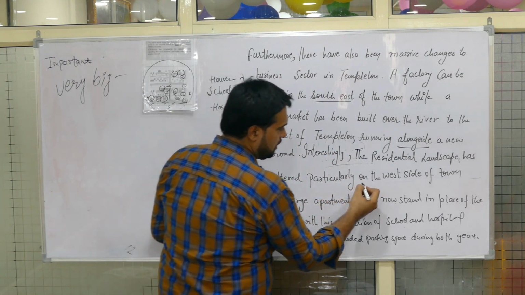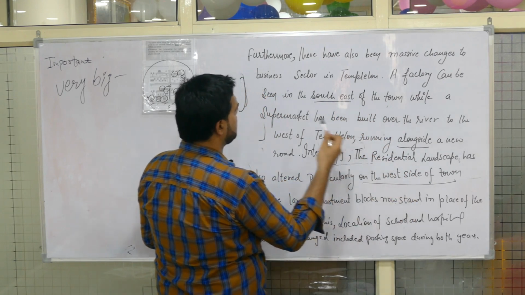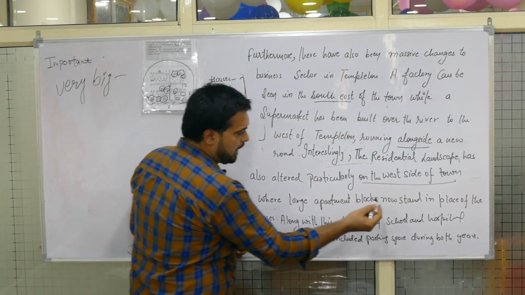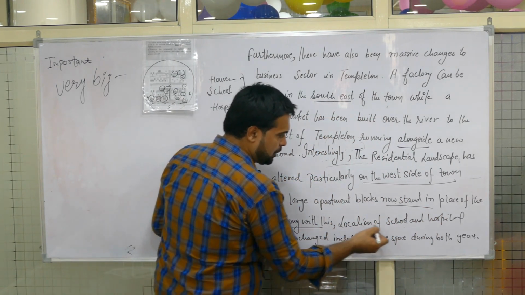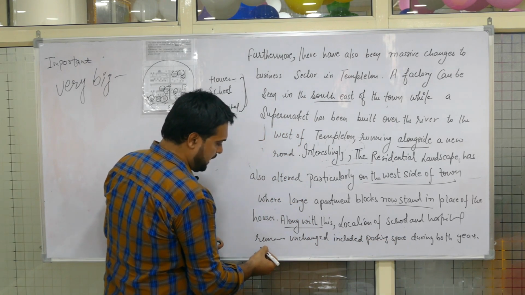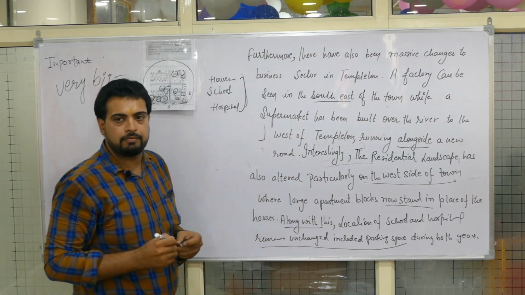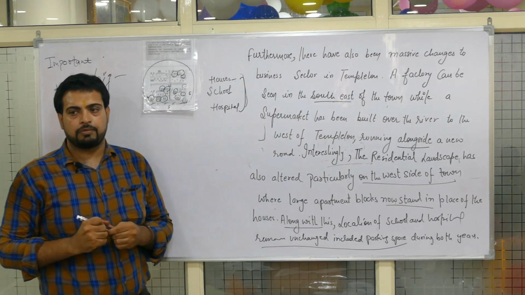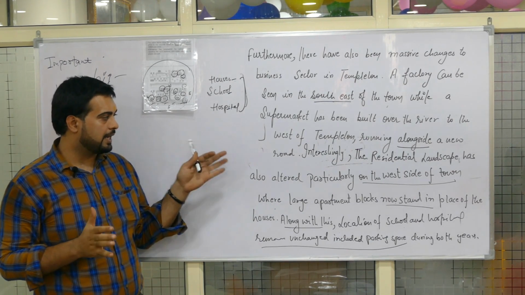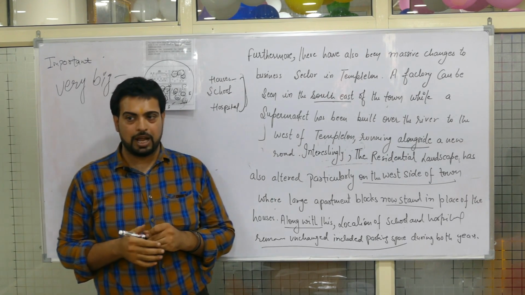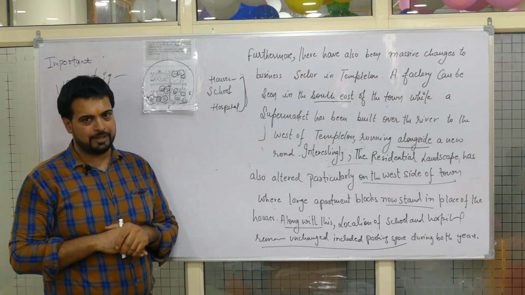See, on the west side of the town, on the southeast of the town. So we have used different things here, now stands in, along with location of hospital. See this point: remain unchanged, including parking space, during both years. So this is actually the exact criteria for writing your pictorial diagram of IELTS writing task 1 to get your band 9.